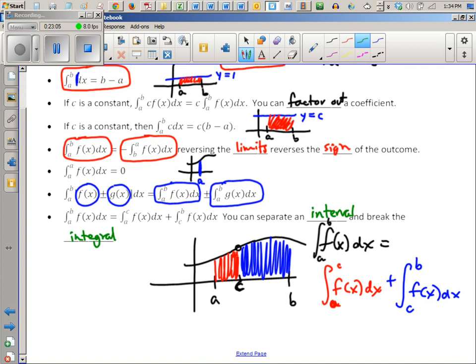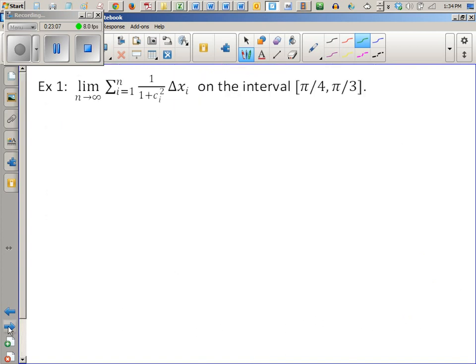All right, all of that's very theoretical until we do something with it. So let's try some examples. So the first one, I should have typed the instructions, but the instructions say, write this limit as a definite integral.